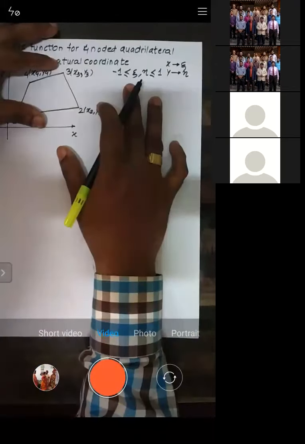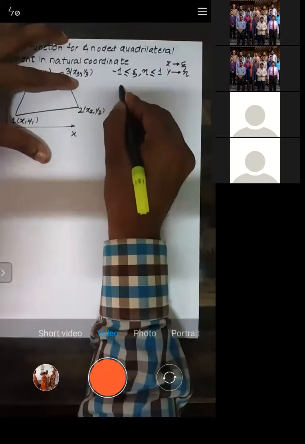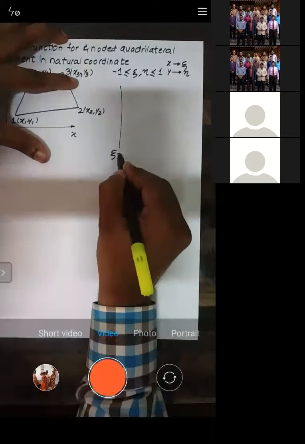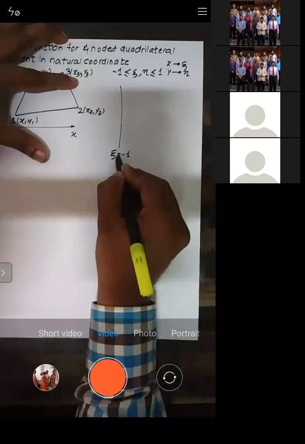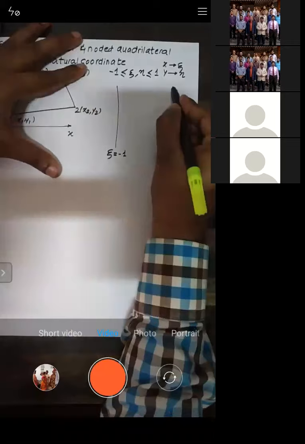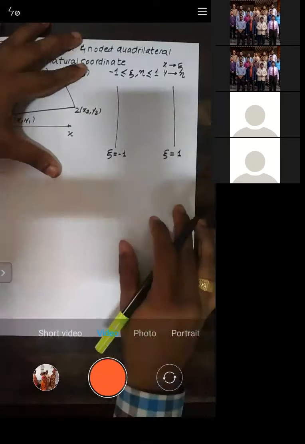Now, what I will do? Initially, I will go for zeta. See here, all of you. I will plot one line where zeta is equal to -1. This is the line with zeta is equal to -1. Similarly, I will have one more line here with zeta is equal to +1. Is it okay or not?